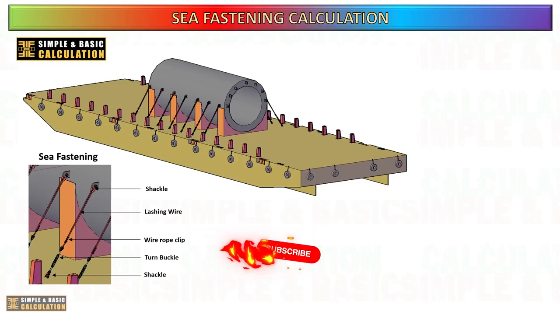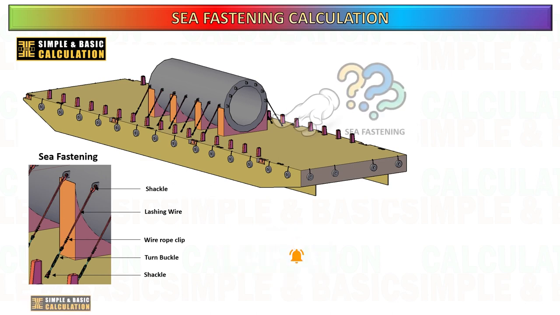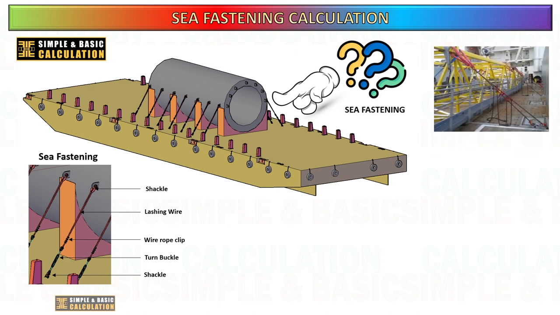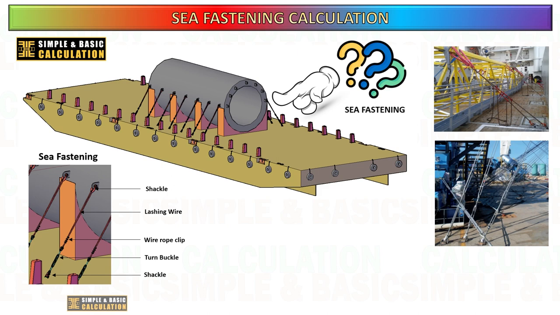Hello. Are you wondering about the calculation required to be carried out in order to ensure the safety of the cargo when it is being transported by sea? What is sea fastening? Sea fastening ensures that cargo remains secure and stable during sea transportation. It prevents shifting, sliding, or toppling of cargo, reducing the risk of damage or loss during transit.